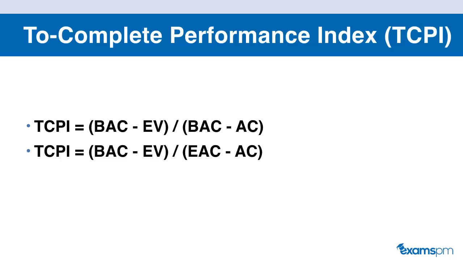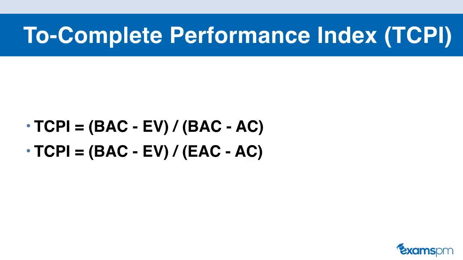So let's just look at this numerically. The first term that we have is the amount of work that we have remaining, and we're dividing this by how much money we have remaining. So if we have more work than we have budget, then the numerator is greater than the denominator. So the work we have remaining is greater than the amount of budget we have remaining. Then the TCPI would be greater than 1, which is bad.